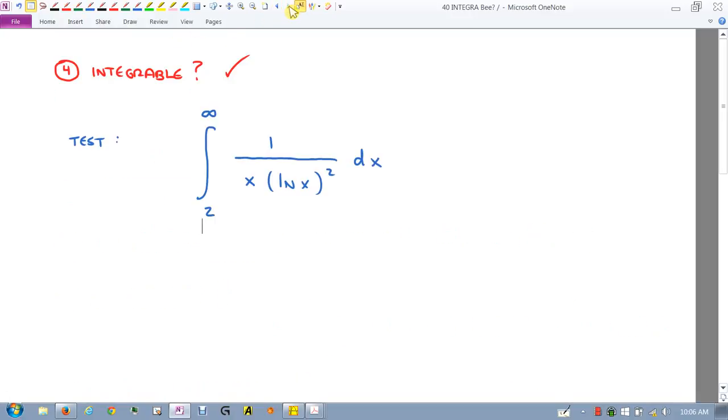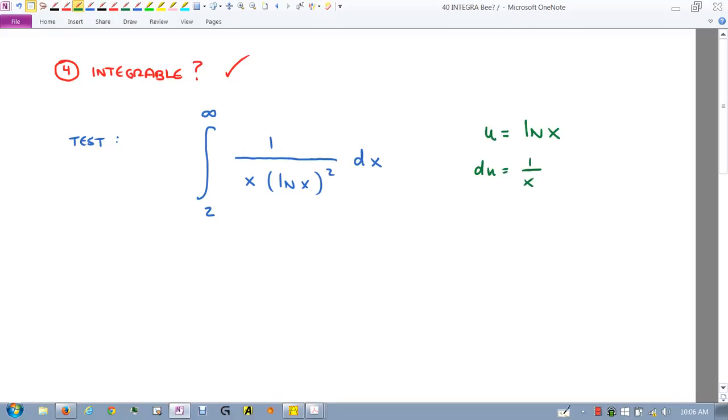All right. I don't really feel like going through that integration. I think you could probably do that integration on your own. Yes, I'll just set it up. What would u be? ln x. And you've got du right there. All right, I'll do it.